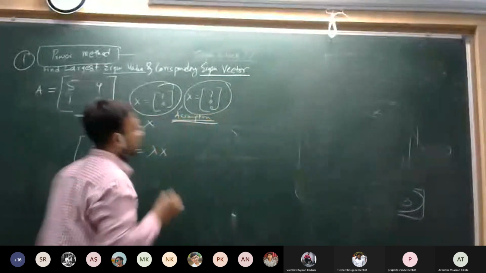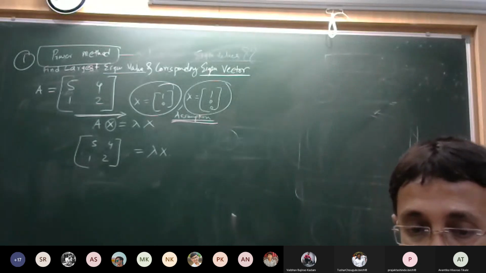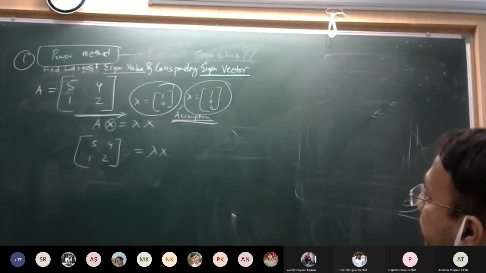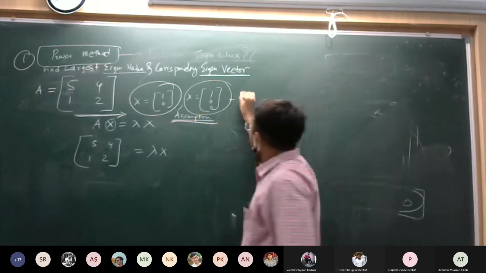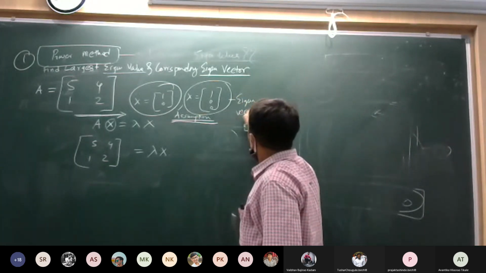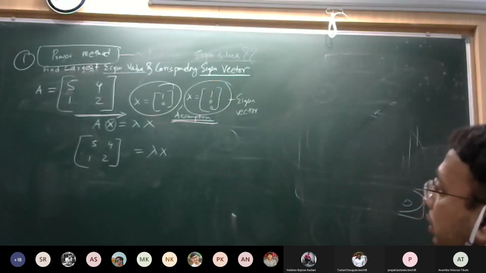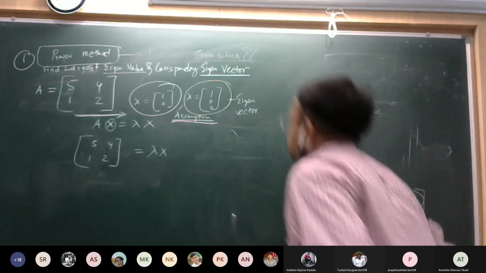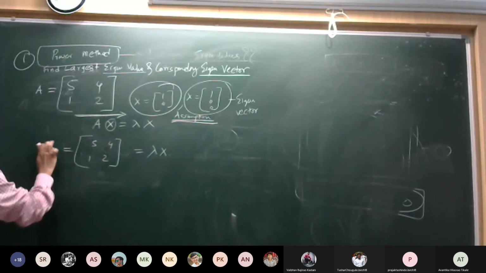So we have to start with the first assumption. We need to start from the assumption x is equal to 1 0. If it is a 3 by 3 matrix, it would be 1 0 0. This is the eigenvector. The A matrix is given, so we have to multiply it with that eigenvector: A into x. I will write here A into x.